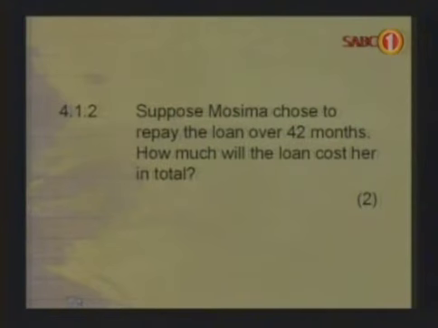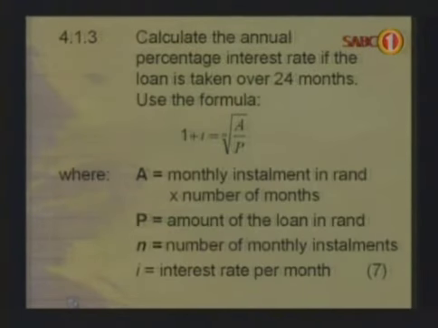Now, our next question says, suppose Massima chose to pay the loan over 42 months. How much? We did that one now. Okay, next, calculate the annual percentage interest rate if the loan is taken over 24 months. And if you use the formula, 1 plus i is the nth root of A over P, they tell you here exactly what the different values are. So A is your monthly installment in rands, P is the amount of the loan in rands, n is your number of monthly installments, and i is your interest rate per month.